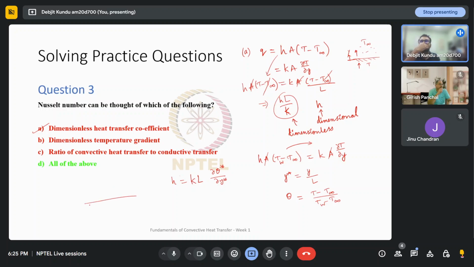So if I have a solid which is at TW, there is some T that we're interested in, and T infinity is the temperature over there. There is a temperature gradient at the wall, which is dou T dou Y. This is the difference for convection.